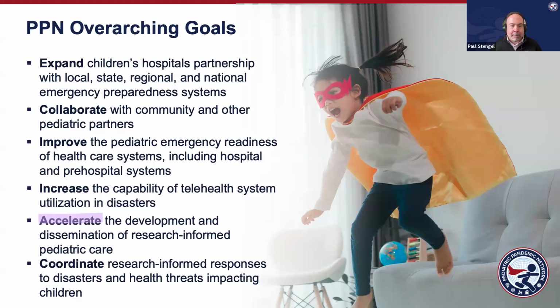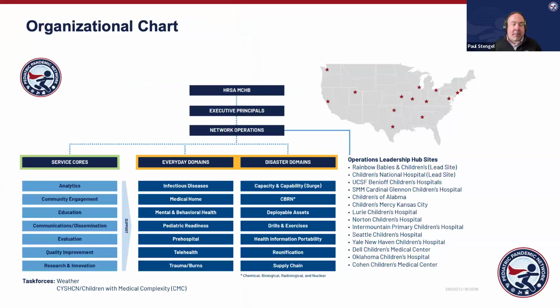pediatric care. The PPN is a collaborative agreement of 14 hospitals across the country, each providing expert superpowers to 3 key areas of the work: service corps, everyday domains, and disaster domains. Service corps provide expert support to various functional categories like analytics, evaluation, and research. Everyday domains focus on topic areas related to the everyday readiness of pediatric care, while disaster domains focus on topic areas related to emergency management and disaster response.